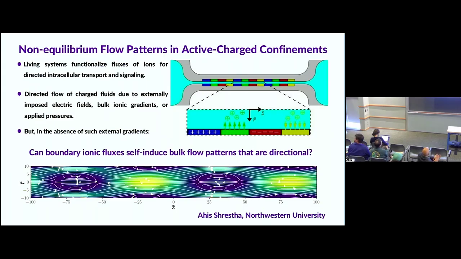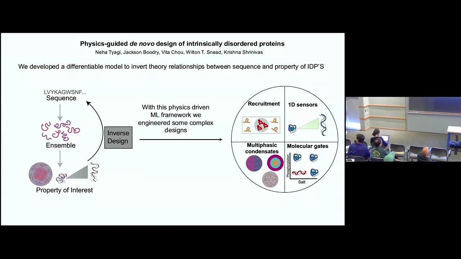Neha Taghi. Hi, my name is Neha and I'm from Northwestern University. In this work, we have used a blend of machine learning and physics theory to design intrinsically disordered proteins, which are a class of proteins that lack any fixed secondary or tertiary structure, and thus they span an ensemble of different conformations. And using this framework, we have designed these IDPs to perform a diverse class of functions, ranging from one-dimensional sensors responding to various physiochemical cues, molecular logic gates, showing multiphasic condensates, or showing recruitment. I'll be happy to discuss more about it. Please stop by my poster. Thank you.